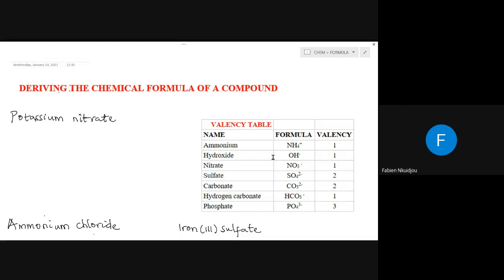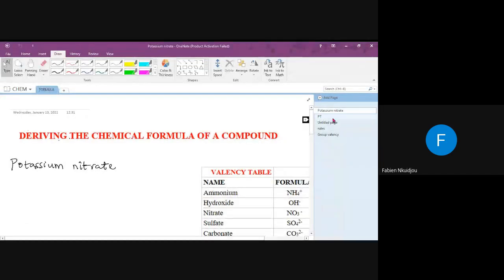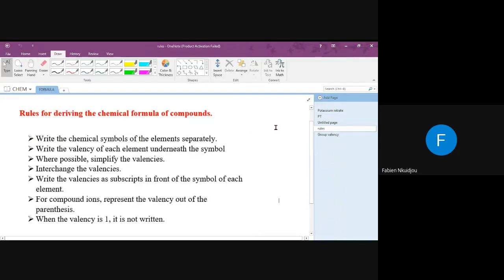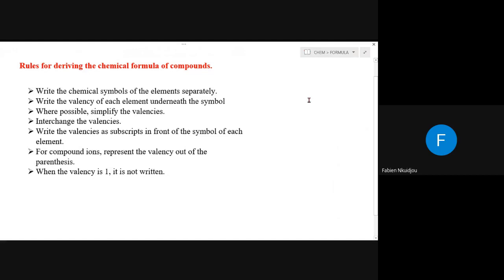Okay. So here again, we're going to look at some of the rules we saw in part 1 of the lesson. So let's refresh our minds on the rules involved when writing the chemical formula of a compound. The first rule says, write the chemical symbol of the elements separately. Write the valency of each element underneath the symbol. Where possible, we should simplify the valencies. After simplifying, if it's possible, we interchange the valencies. And we write the valencies as subscripts in front of the symbol of each element.